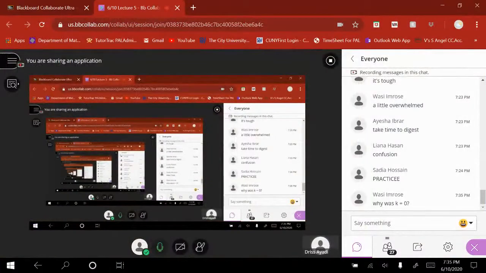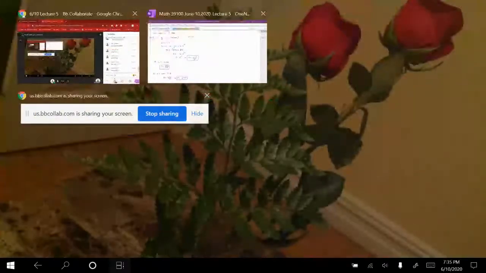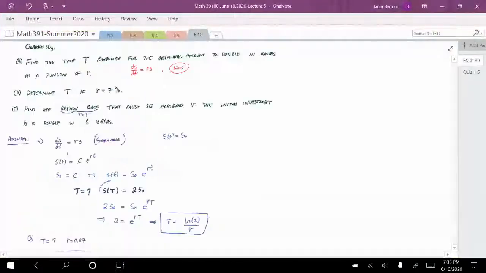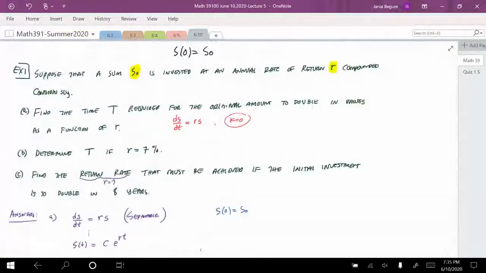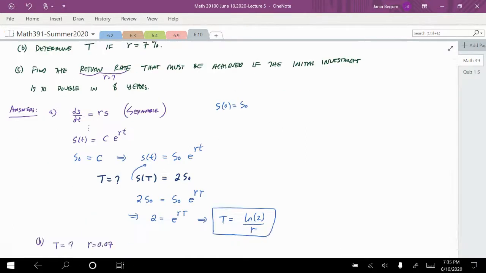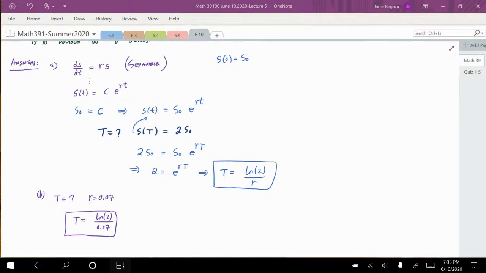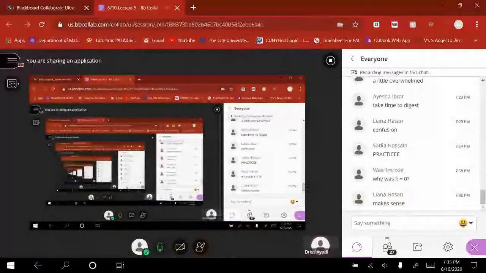Okay, so Imrose, you asked why k is 0. The reason k is 0 in this problem is because it doesn't mention if the individual is withdrawing or adding extra money to the account. It doesn't mention, so we assume k is 0. Okay. All right, any other questions? Okay, so Liana, thank you.